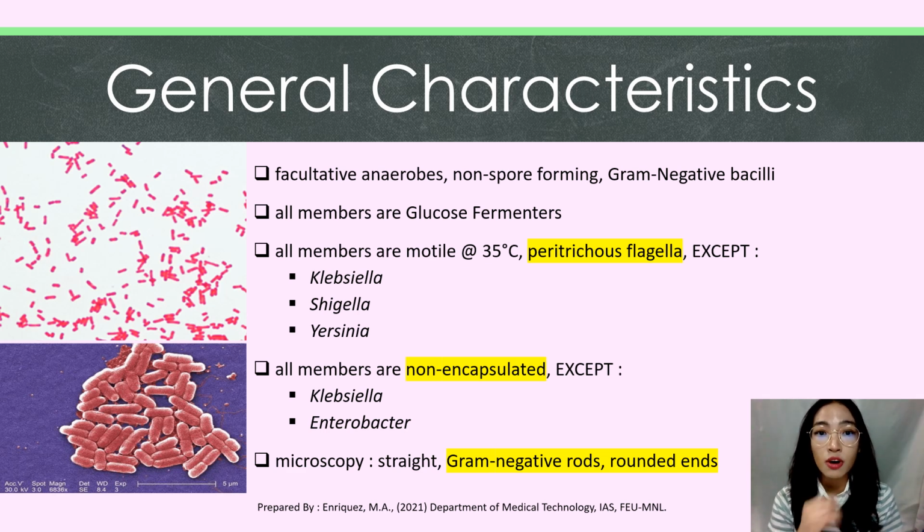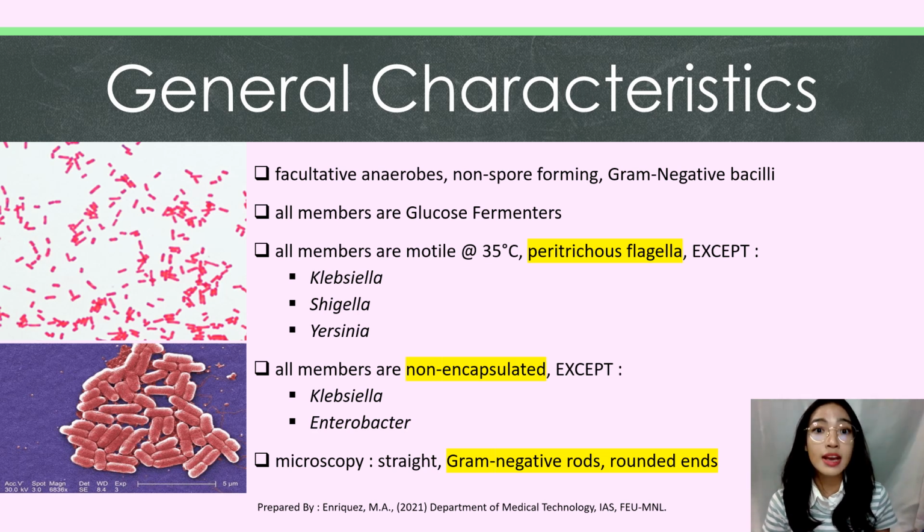Next, all members of Enterobacteriaceae have peritrichous flagella. All of them are motile at 35 degrees except for 3 members, which are Klebsiella, Shigella, and Yersinia. So Klebsiella is one of the opportunistic pathogens, while Shigella and Yersinia are true pathogens. So later, as we go through our discussion, i-explain ko rin po what we mean when we say true pathogens versus yung opportunistic enterobacteria lang.